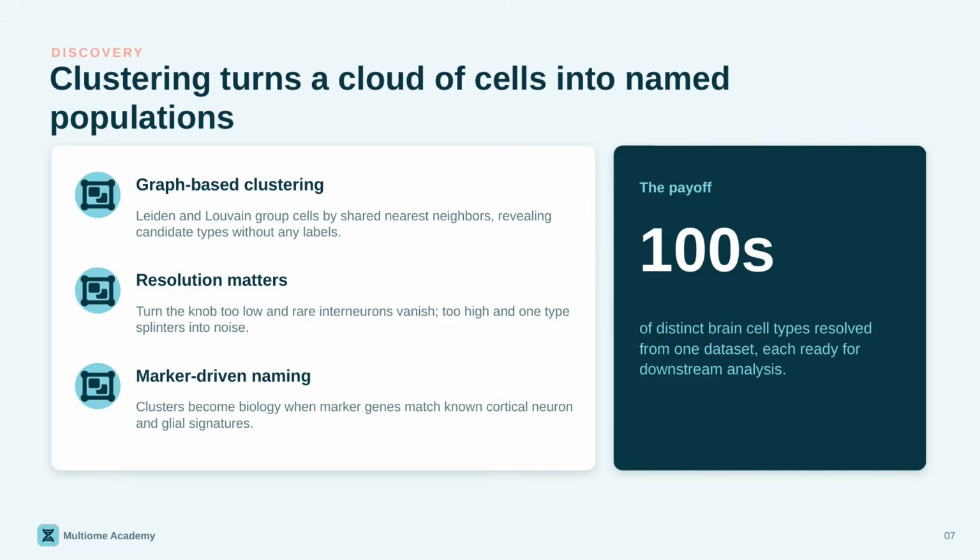Clustering turns a cloud of cells into named populations. Graph-based methods like Leiden group cells by shared neighbors. The resolution setting matters. Too low and rare interneurons vanish. Too high and one type splinters into noise. Clusters become real biology when their marker genes match known signatures. The payoff is hundreds of brain cell types resolved from a single dataset.